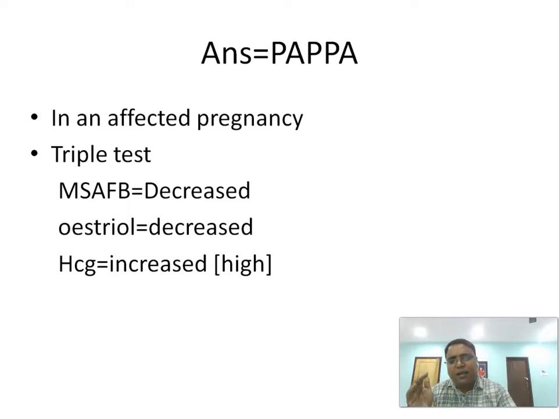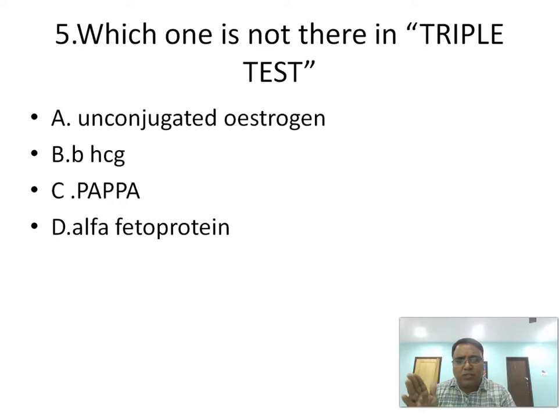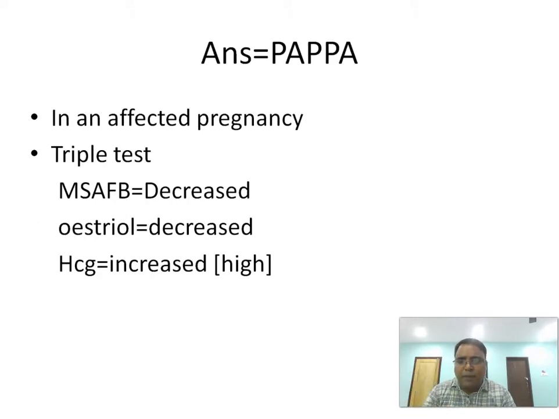Then what are the three things we get in the triple test? Unconjugated estriol, beta HCG, and alpha fetoprotein. So now what will happen? Alpha fetoprotein will be decreased, estriol will be decreased, but HCG is increased, H for high. This way you can remember, otherwise you will get confused in the exam. HCG contains H, so high means HCG will be high, others will be low.